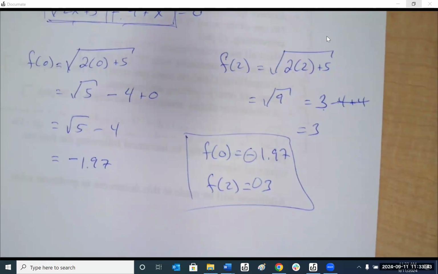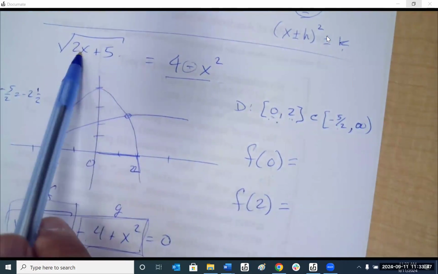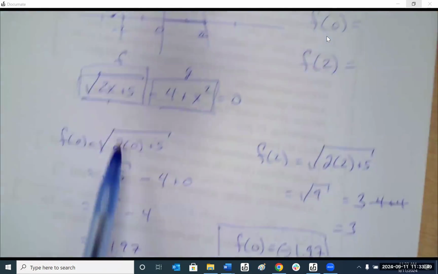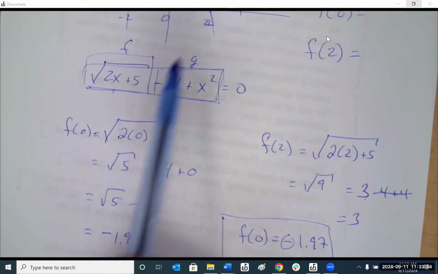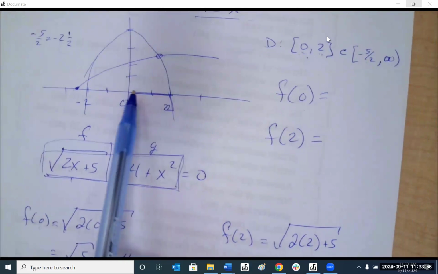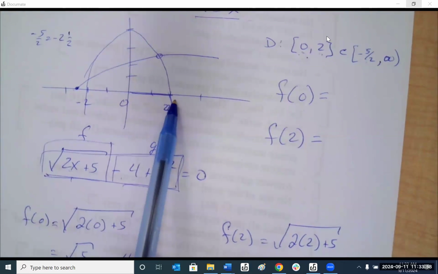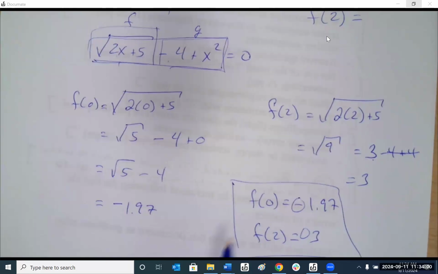Because we have two separate equations, make them into one. So we took F and G, moved them over to one side, and really made this an H. Look at the domain where the intersection could happen, between 0 and 2. Plug them in there. If you have different signs, then they intersect.